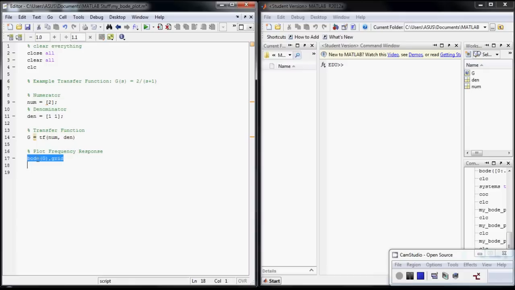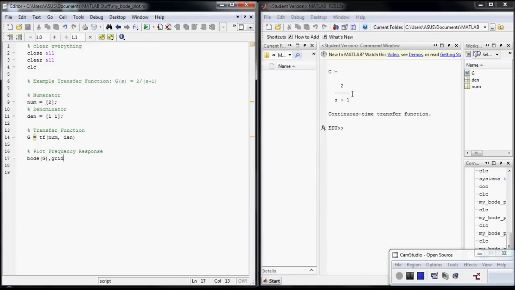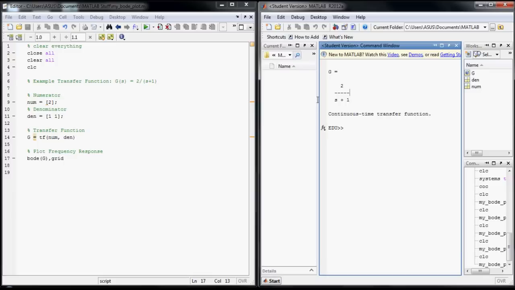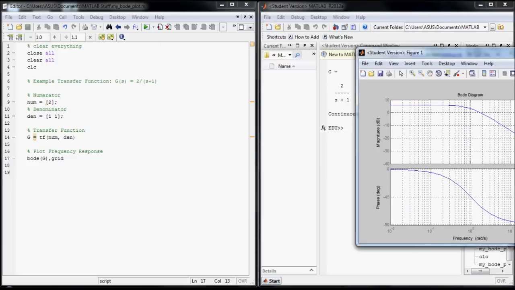Next, we use the bode command to plot the transfer function that we just defined. You can turn the grid on with using the word grid, and start the program. Here's our plot, but first look here. You can see it is the transfer function that we wanted. We can verify that here. And it's a continuous time transfer function. Okay, and now let's look at the actual plot.